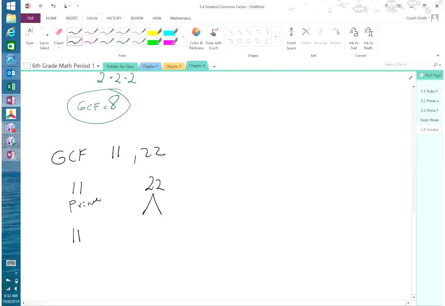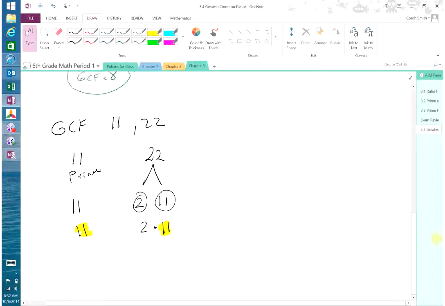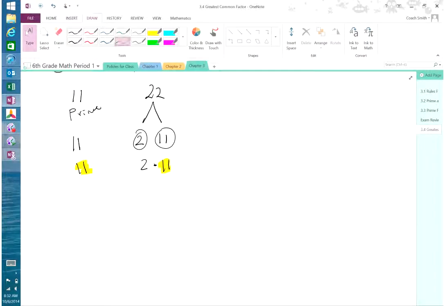22, if I prime factor it, is what? 11 times 2, or 2 times 11. Those are both prime. So here I have 2 times 11. Here I have 11. That's common. That's common. Now, you will notice something here. The GCF is just 11. It's not taking this 11 times that 11.